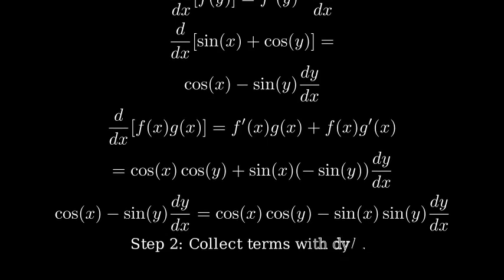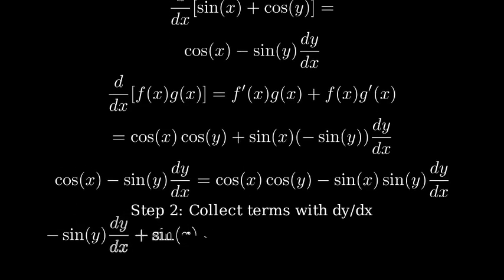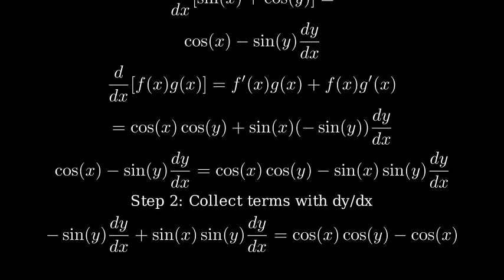First, let's get all terms with dy/dx on the left side and all other terms on the right side. Negative sin(y) dy/dx plus sin(x) sin(y) dy/dx equals cos(x) cos(y) minus cos(x).